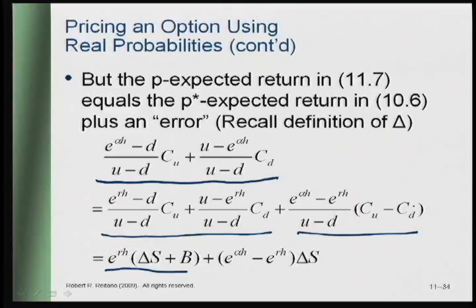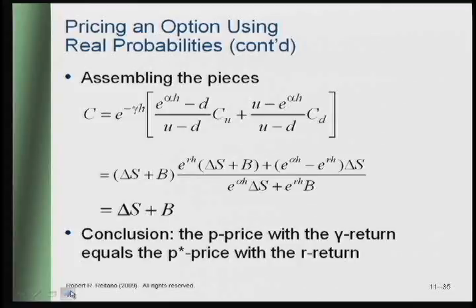It's called delta S. So what I now, if I pull these pieces together, I get that C, the price using the risky return, is the risky present value of the real-world expected payoff. Do all the algebra, and lo and behold, I get the original price, delta S plus P. In other words, the P price, the real-world price with the gamma return, is the same as the P star price, the risk-neutral, with the risk-free return.